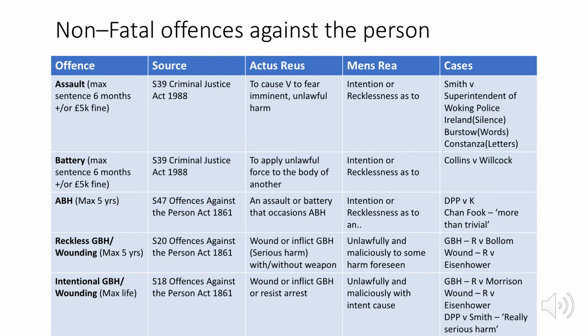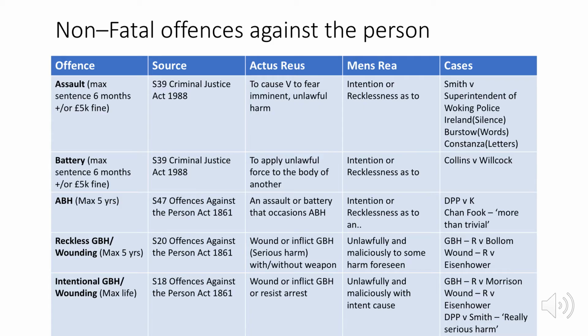You've also got reckless GBH/wounding with a maximum of 5 years. This comes under section 20 of the OAPA 1861. The AR of this is to wound or inflict GBH, serious harm, with or without a weapon. The MR is to unlawfully and maliciously foresee some harm. The cases used for this are Bollom and Savage, Parmenter. The next offence, the last one, is intentional GBH/wounding, and the max for this is life.